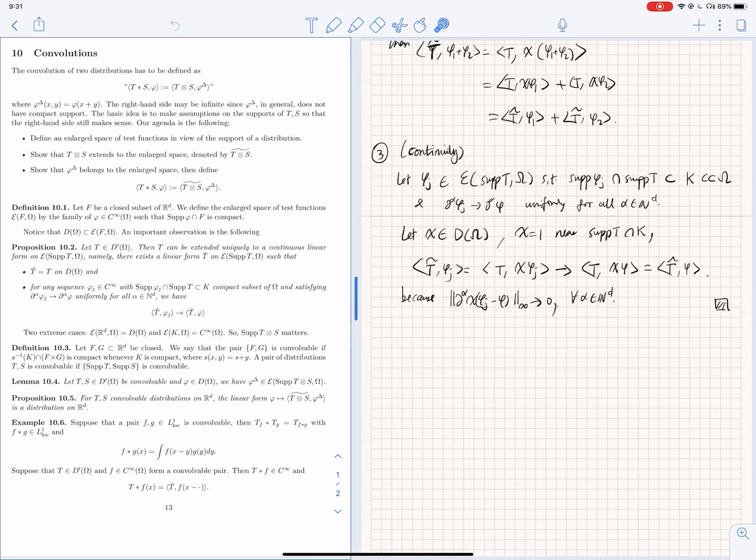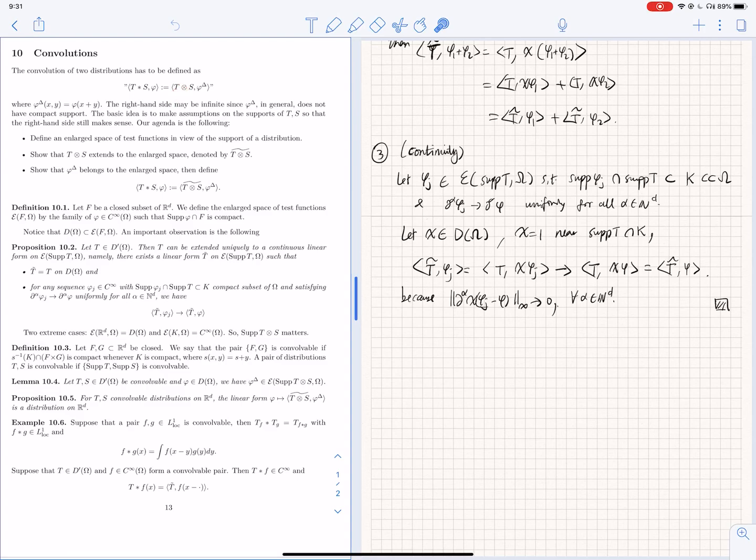Let's get back to this formula for a moment. As I said, this phi delta thing may not have a compact support, but it is clearly a C infinity function because phi is a C infinity function. If the support of T tensor S is included in a compact set, then there's no problem in defining such a quantity. Okay, let's look at the original problem, right? So we don't have a problem in defining such a quantity if this has a compact support.